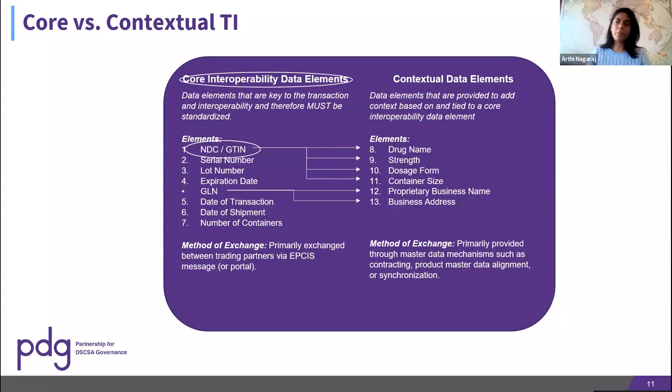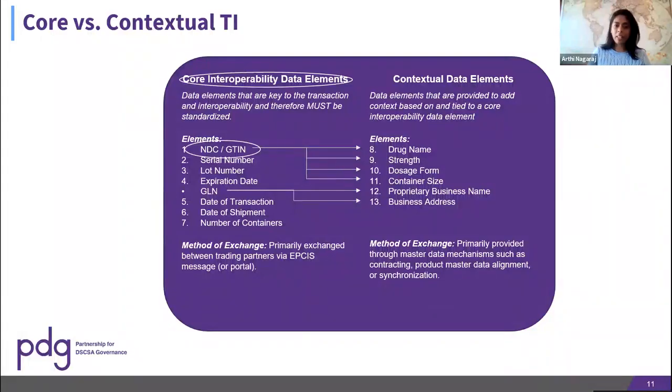Thanks, Eric. So the core interoperability data elements, as they are listed on the screen, like the name suggests, it's essential to have these elements standardized among trading partners. And the blueprint chapter 1 actually talks about all of the formats. Like it says, okay, the NDC has to be a 10-digit NDC, including hyphens. It gives the format of the expiry date, etc.